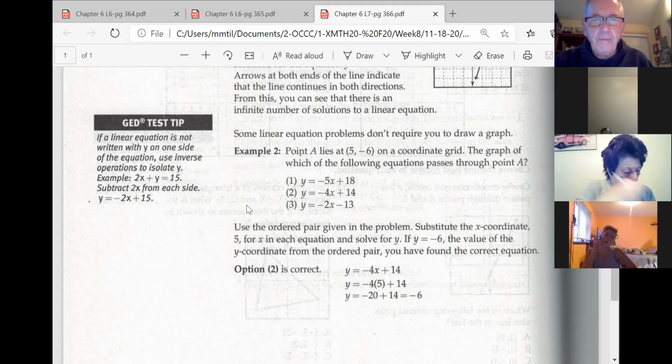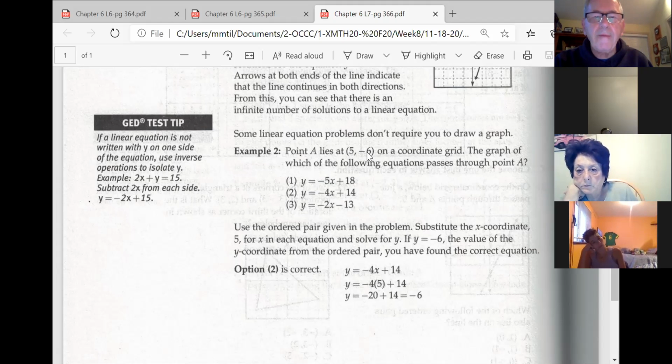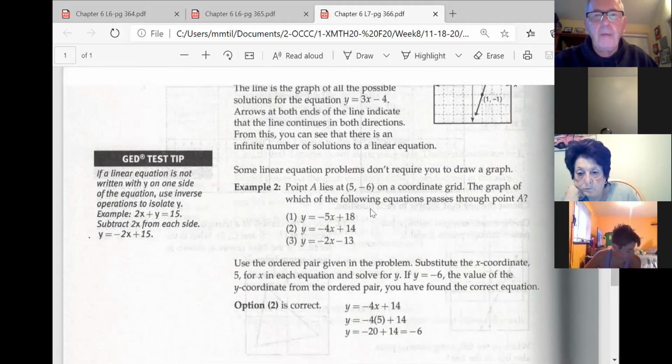Does that make sense? So the minus 6 is the y value. And so you put minus 6 in for y, you put 5 in for x, and you solve it to see which equation is true. And then they go on to explain it, that's what they've done down here. Option 2 is correct, because minus 6 is equal to minus 20 plus 14.